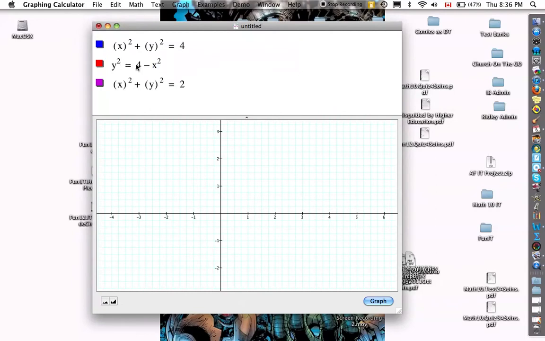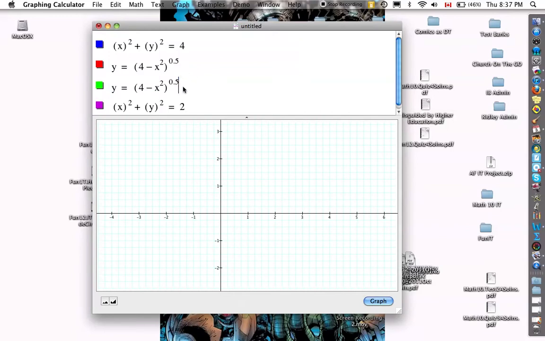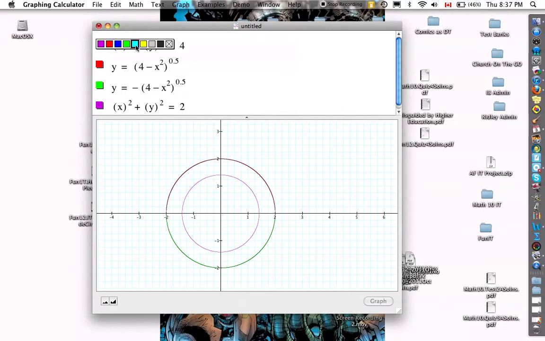Okay, so now I can take the square root, right? If I take the square root of this, okay, that will draw me half the circle. How do I get the other half of the circle? Just copy that and stick a negative sign in front. Okay. So that actually draws me both halves of the circle. I don't need this anymore.